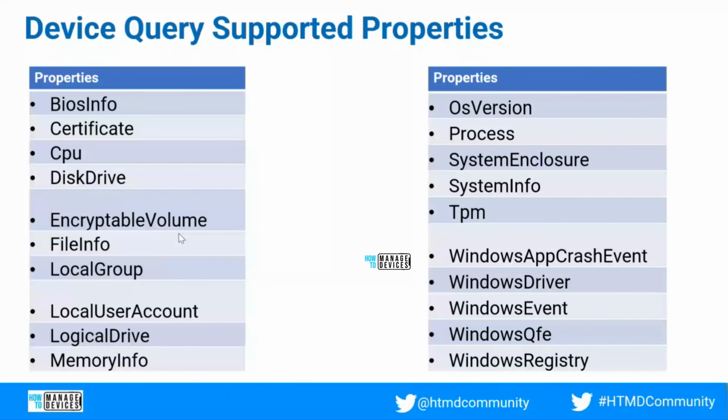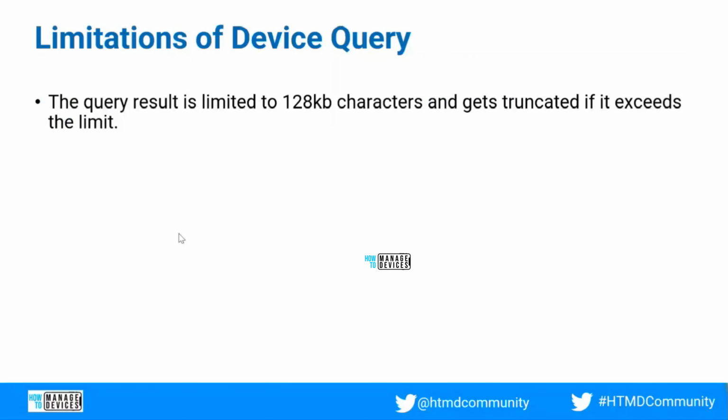Like I said, it's mandatory to understand the limitations when you work with any technology, right? So what are the limitations of the device query? You must understand that the device query output is limited to 128 KB characters and gets truncated if it exceeds the limit, right? So the query result, in the sense the output of your device query, is limited to 128 KB characters. If the output of your device query exceeds 128 KB characters, what would happen? It won't throw any error for sure, but the output will be truncated, right? So you always have to keep that in mind, right?